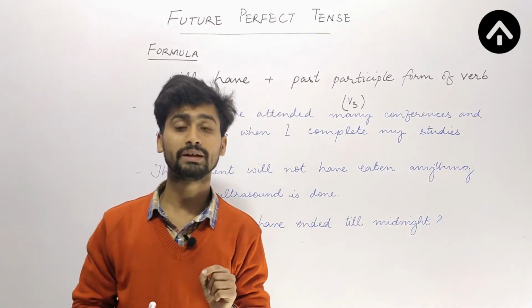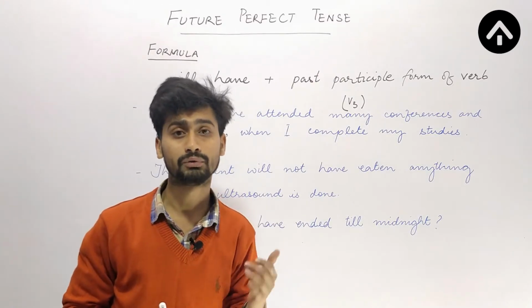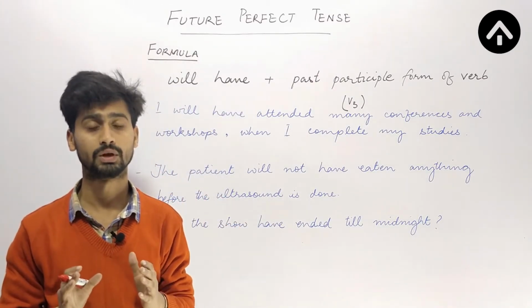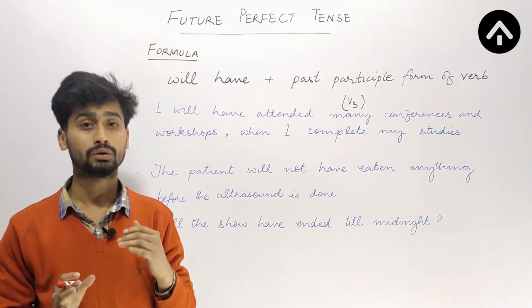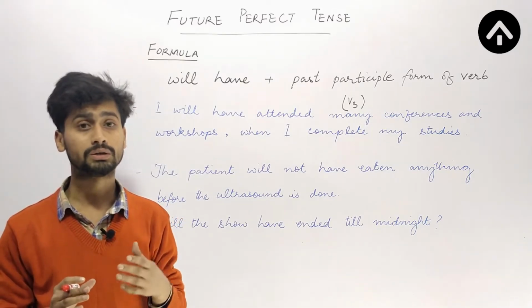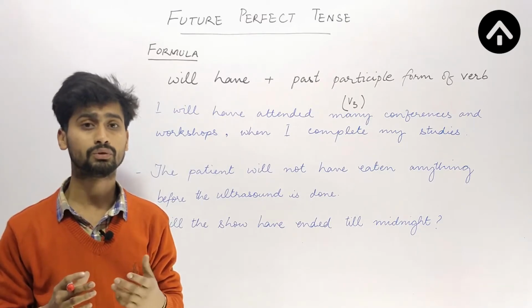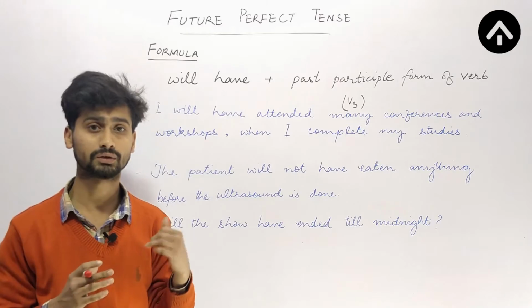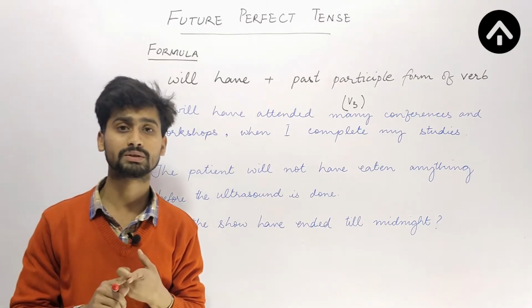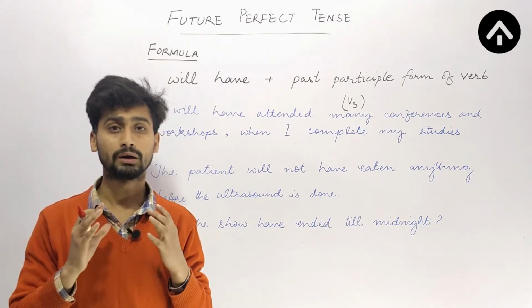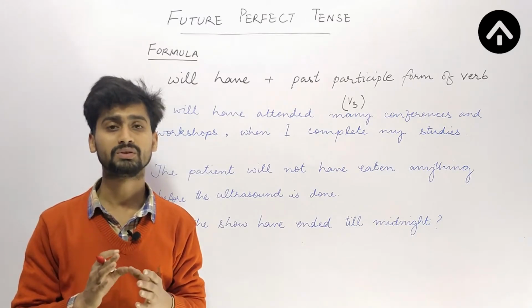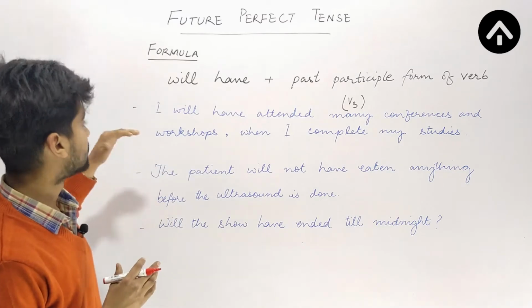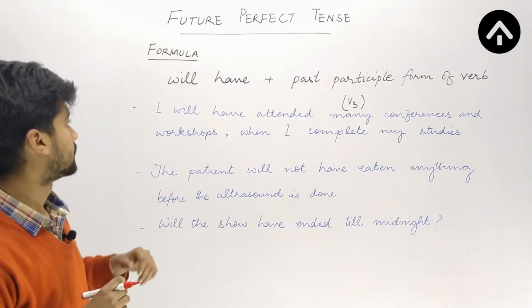If you want to have good command of future perfect tense, please learn the third forms of the verb. If you haven't learned the third forms of the verb, it will be very difficult for you to make sentences of this tense. So your first job will be to learn the third forms, that means the past participle forms of the verbs. That should be the first step.